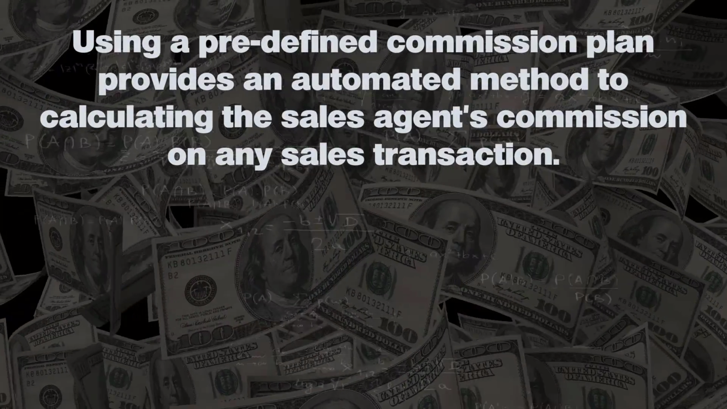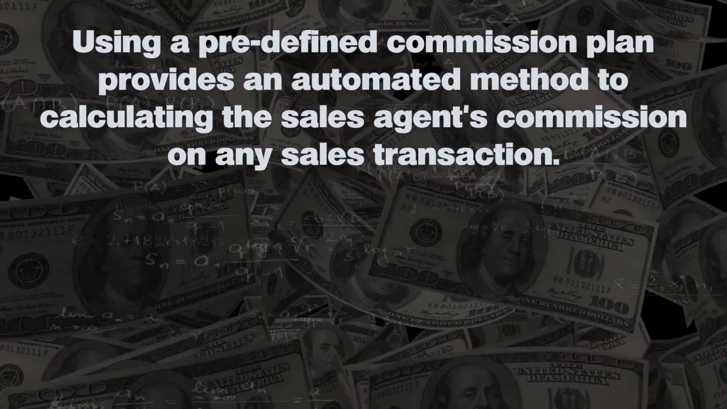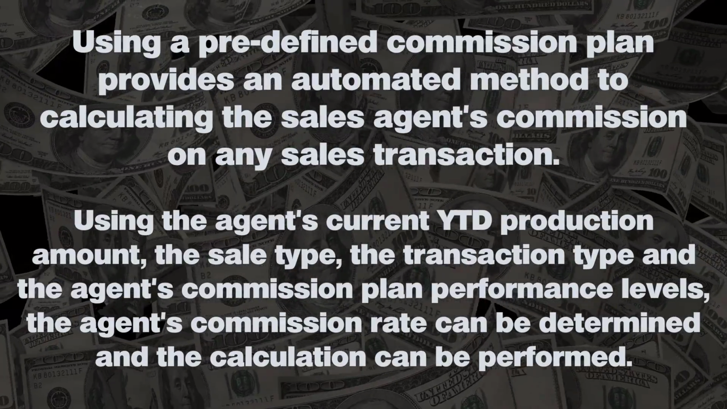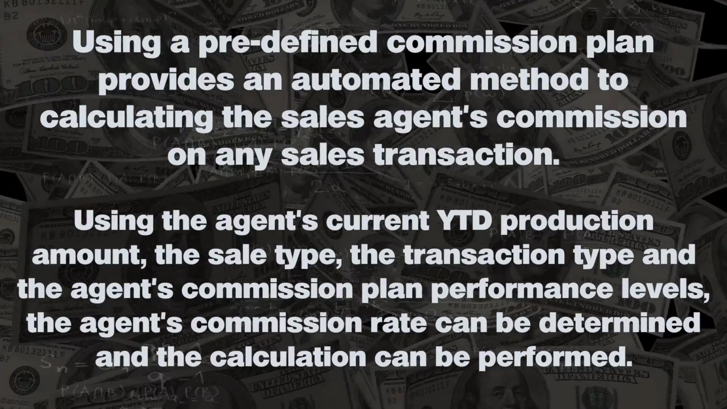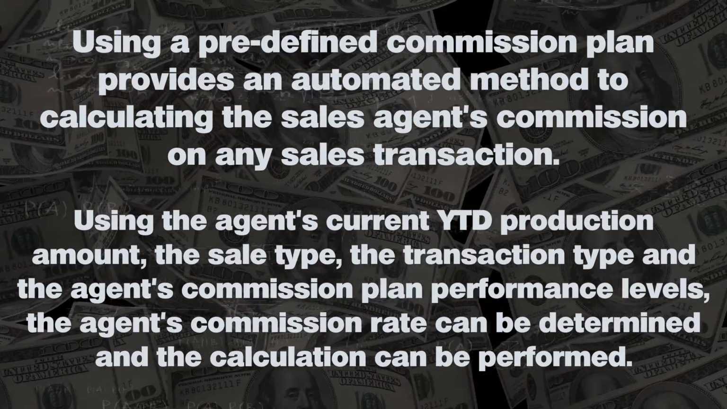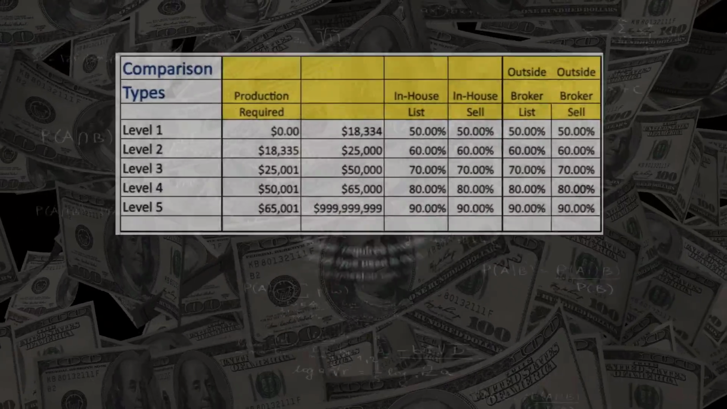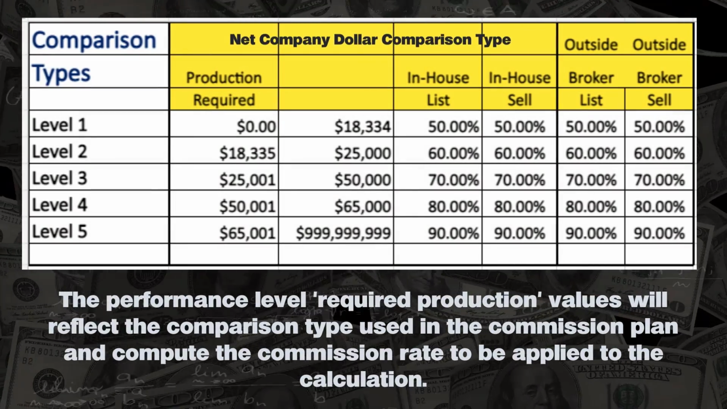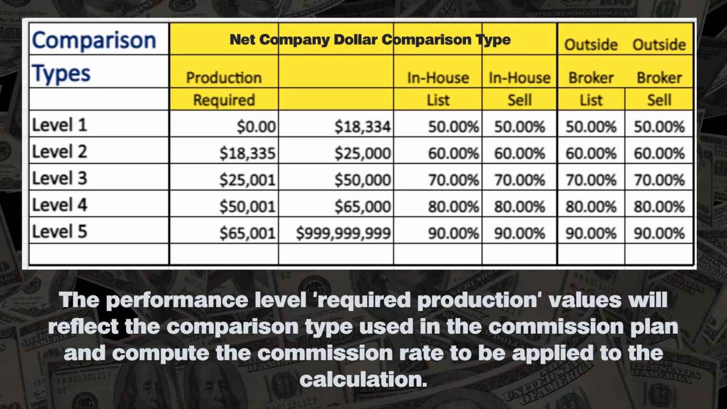Using a predefined commission plan provides an automated method of calculating the sales agent's commission on any sales transaction. Using the agent's current year-to-date production amount, the sale type, the transaction type, and the agent's commission plan performance levels, the agent's commission rate can be determined and the calculation can be performed. The performance level required production values will reflect the comparison type used in the commission plan and compute the commission rate to be applied to the calculation.